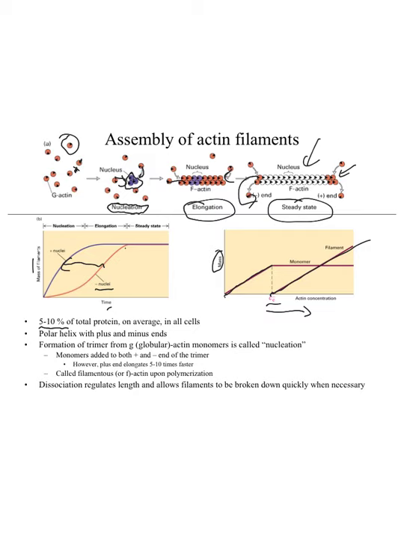Cells need to be able to synthesize and make filaments of actin very quickly, so having nuclei allows that. Similarly, sometimes cells need to dissociate the filament very quickly, and there are ways to do that I'll show you on a subsequent slide.